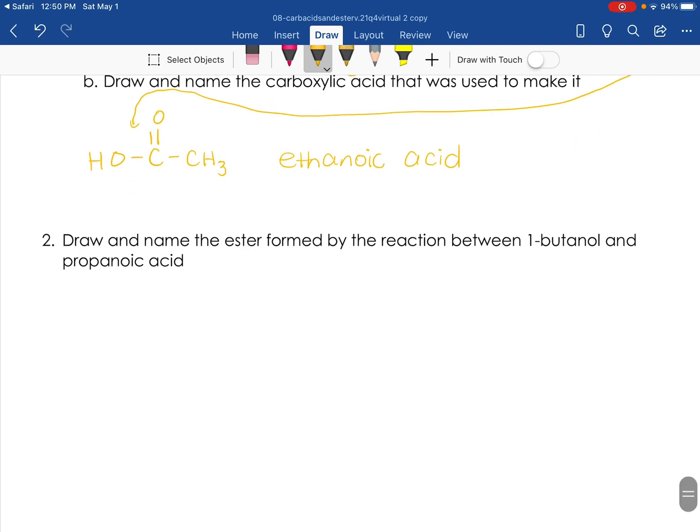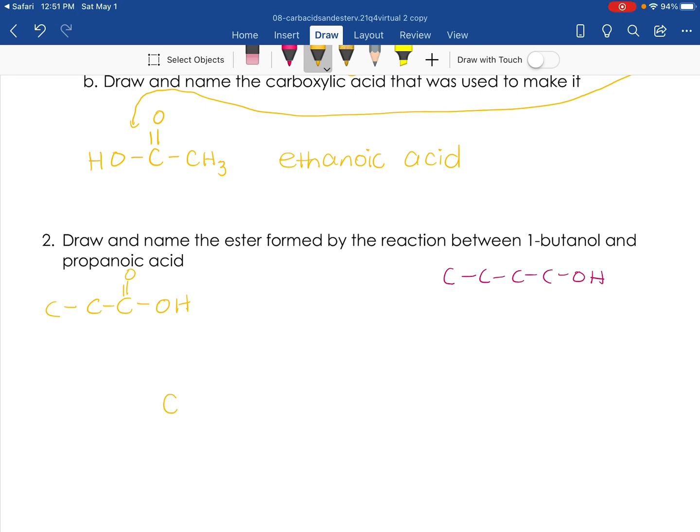Okay, so now this is kind of the reverse. We've got 1 butanol and propanoic acid. So this one says draw and name the ester. What I recommend that you do is, even if you just quickly sketch what 1 butanol is, okay, and propanoic acid, even if you just sketch it and you don't put in the hydrogens, then you can see sort of what's supposed to happen. It doesn't matter if you do left alcohol and right acid, it doesn't matter.